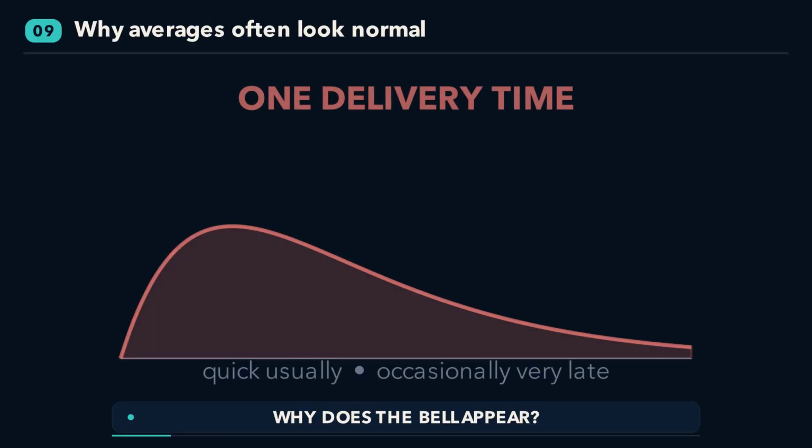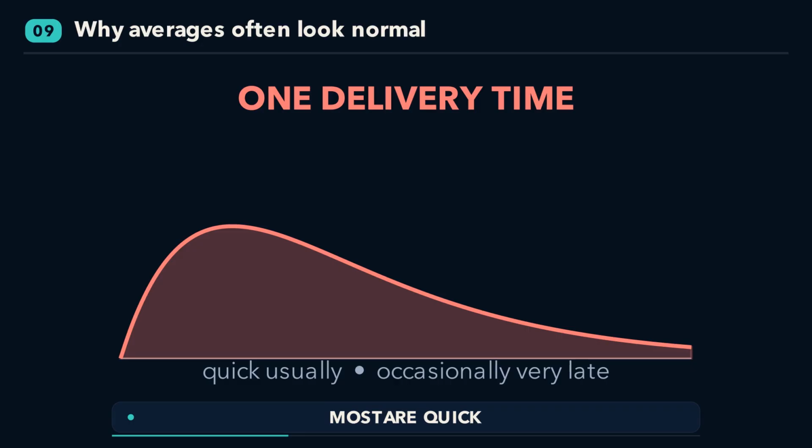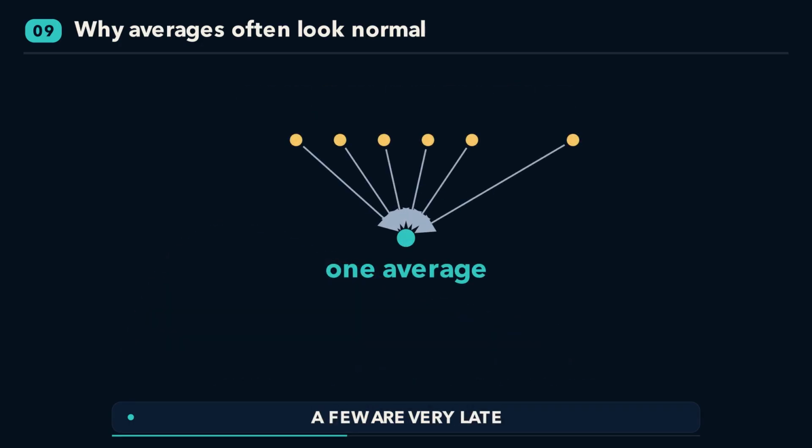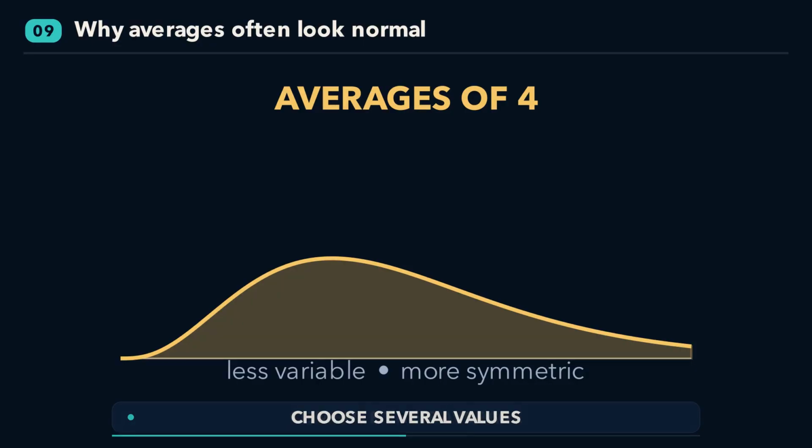Why does this shape appear so often? One major reason is averaging. Imagine a single delivery time that is strongly skewed. Most deliveries are quick, but a few take much longer. Now repeatedly choose several deliveries and compute their average. The averages vary less than individual deliveries, and their histogram becomes more symmetric. Use larger groups, and the hill often moves closer to a normal curve.